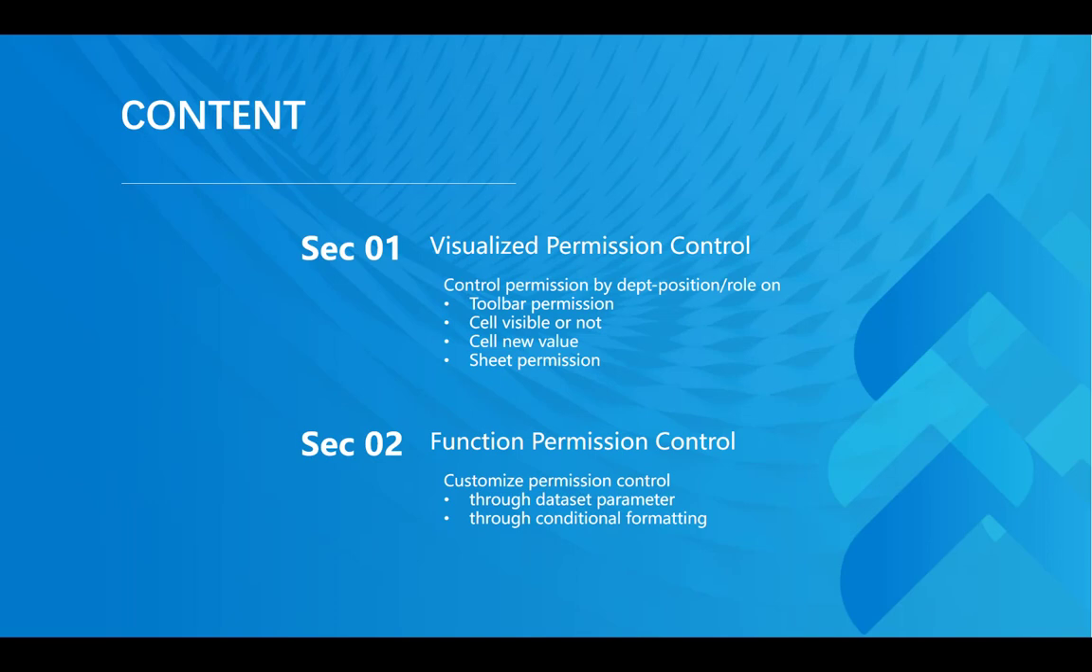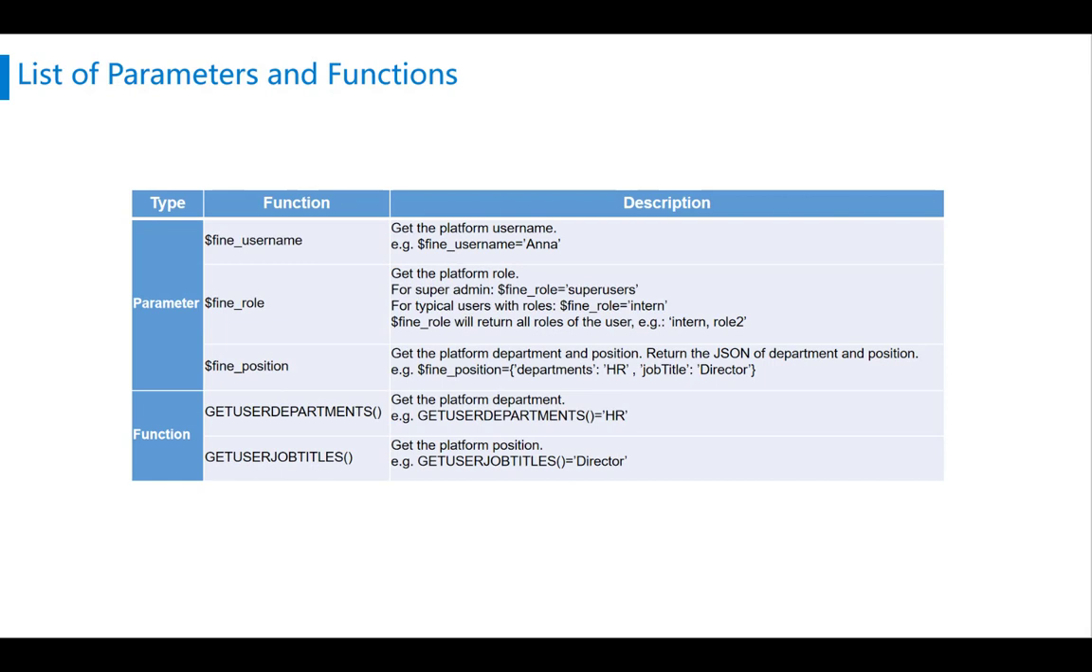Then we will talk about section 2, function permission control, which customizes permission control through dataset parameter and through conditional formatting. Here is a list of parameters and functions. We have 3 parameters and 2 functions. The first parameter is find username, which gets the platform username. For example, find username is equal to Anna, which is pick whose username is Anna.